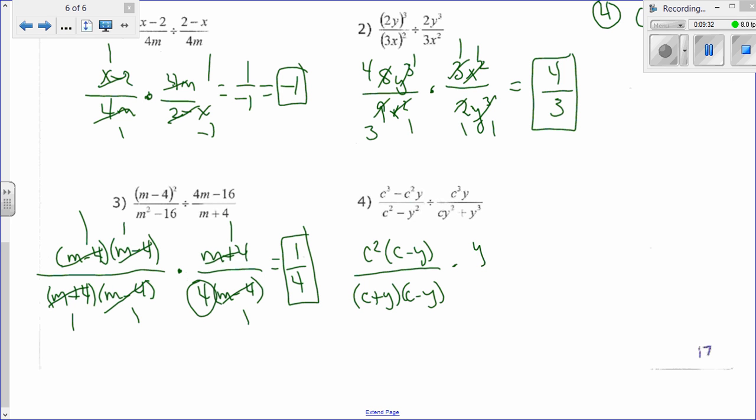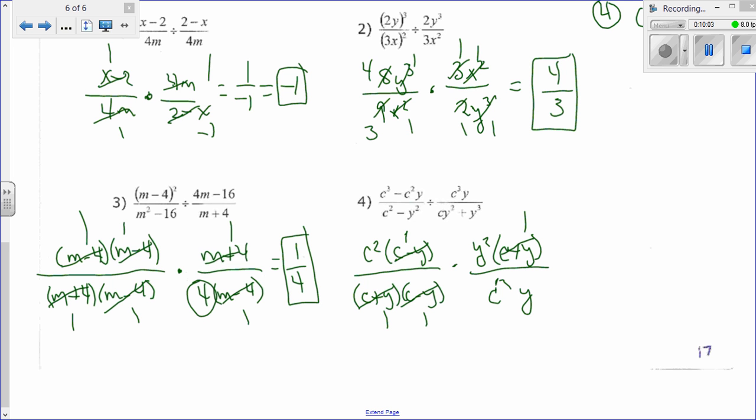They both have a y squared in common. And I'm left with c plus y all over c cubed y. Well, this c plus y cancels with this c plus y. This c minus y cancels with this c minus y. I have c cubed.